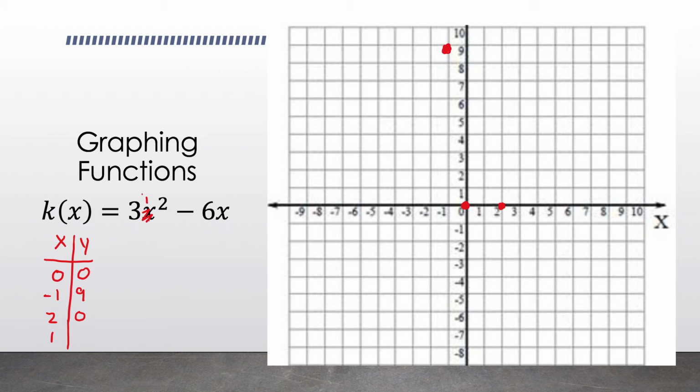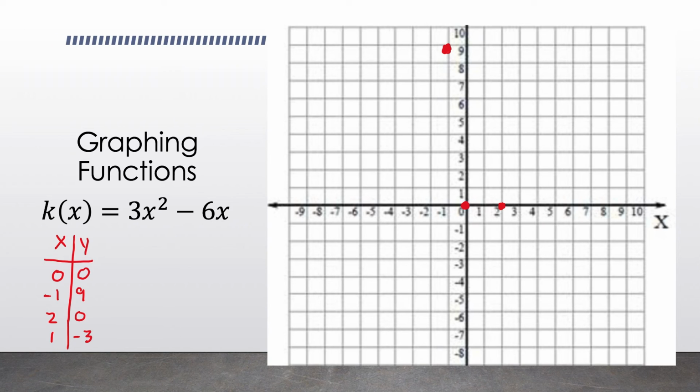I'm going to put a 1 in for these x's. So 3 times 1 squared minus 6 times 1. Power first, so 1 squared is 1. So 3 times 1 is 3, 6 times 1 is 6. 3 minus 6 is going to be negative 3. So again, I'm just doing a fourth point just to get a little better feel for what that graph is going to look like before I connect the dots.